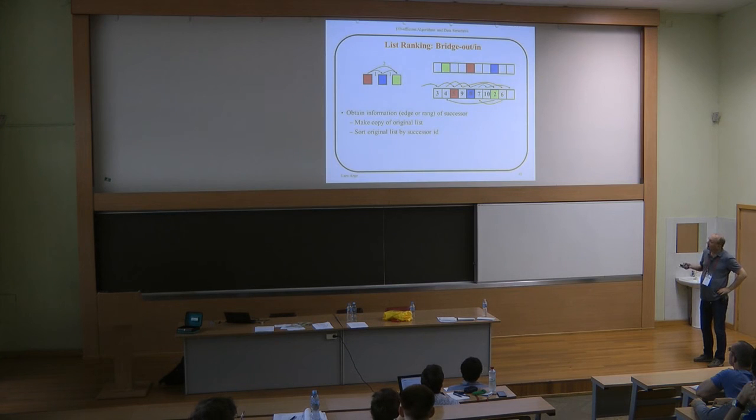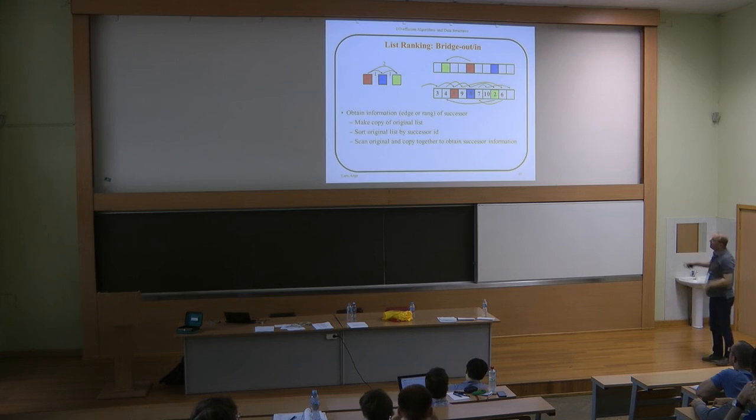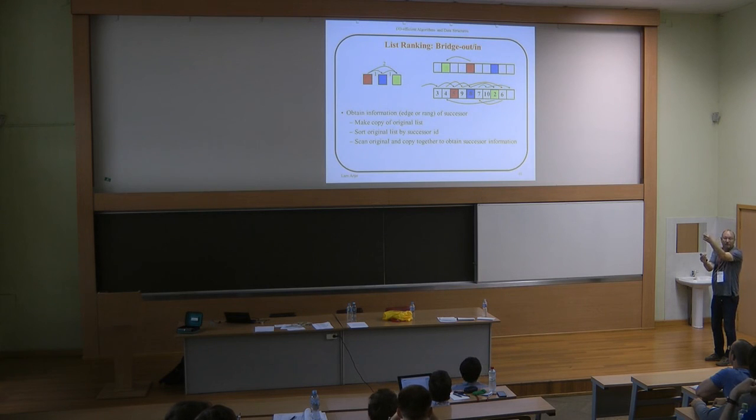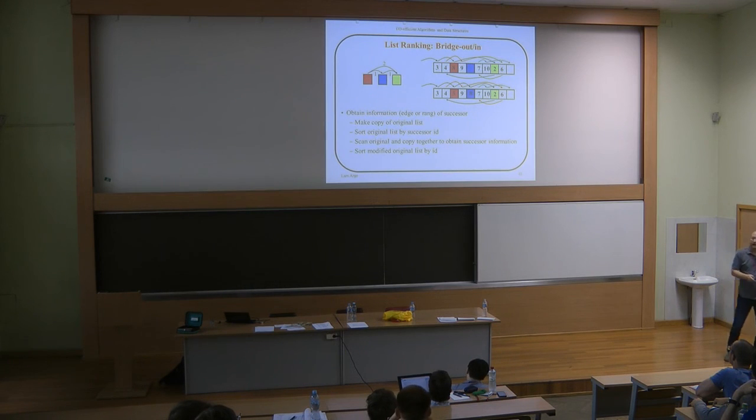That means that if I scan these two lists in the same order, then when I meet the red guy up here, I eat the blue guy down here. Then I can see the blue guy here points to the green guy. I can write that up in the red guy, which is exactly what I want. I want the red guy to know the successor of the blue guy. Now that information is next to each other, so I am getting it. And then I sort the list back, and I'm done.